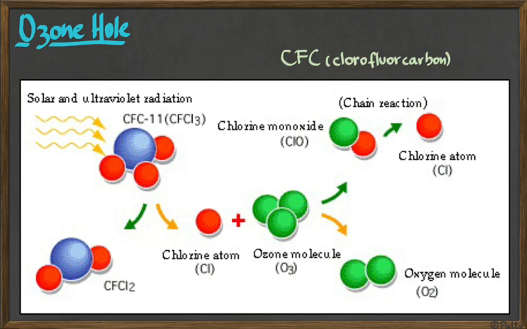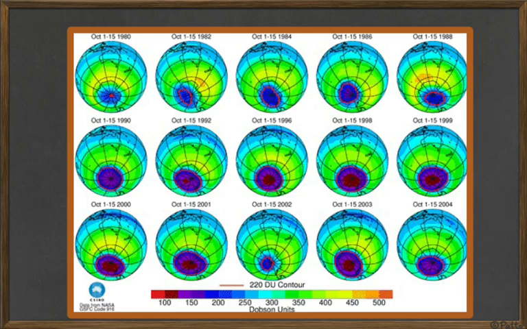CFCl2, releasing a chlorine atom. And the chlorine atom catalyzes the breakdown of ozone into oxygen molecules. So basically, CFC breaks ozone. And why was that a problem?